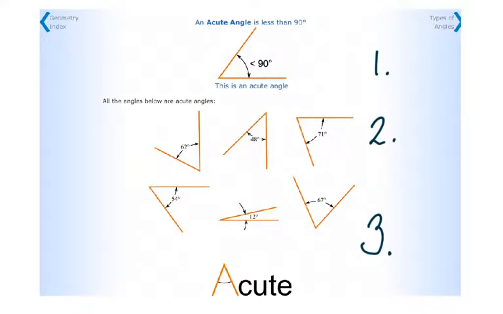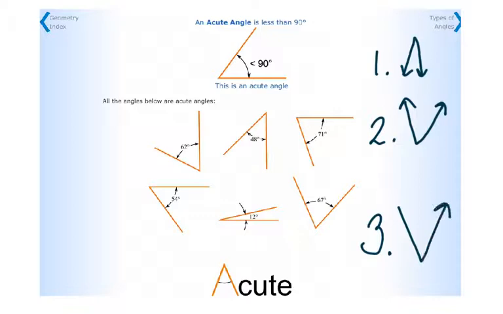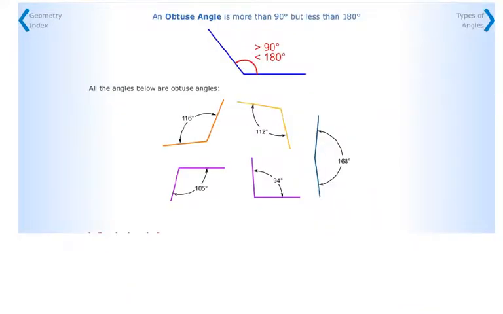You might have drawn one that was really small, or one that looked closer to 90 degrees. These are all acute angles, and you can see the ones here, and their measurements all are less than 90 degrees. The next type of angle that we've talked about is obtuse. And remember, an obtuse angle is more than 90 but less than 180. And 180 degrees would be a straight line. So it is less than a straight line.